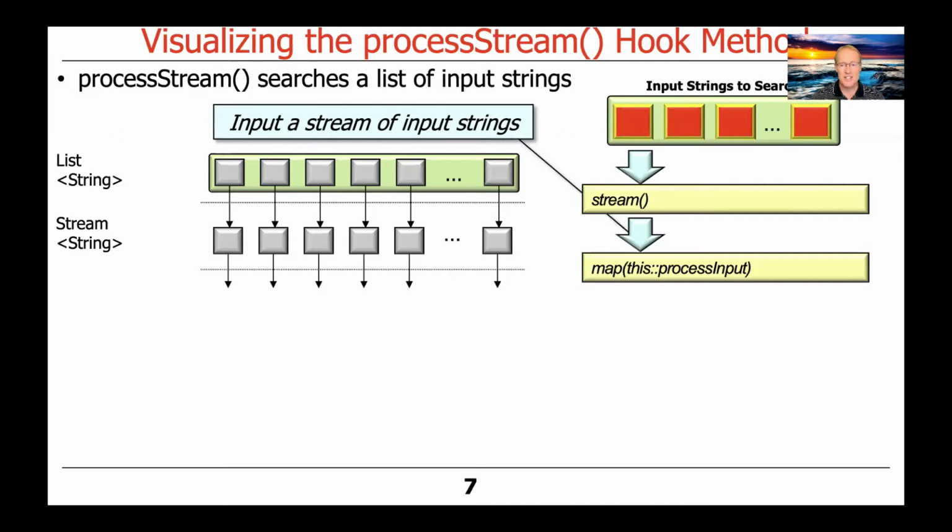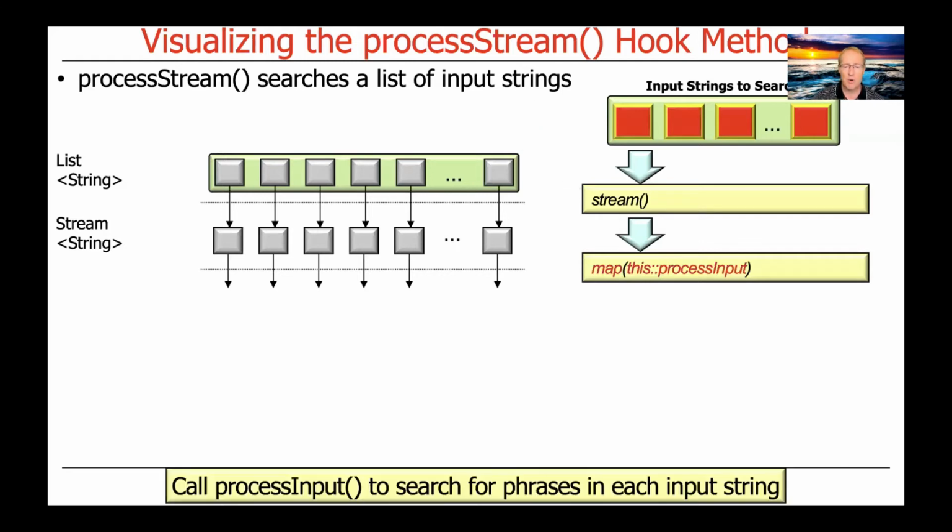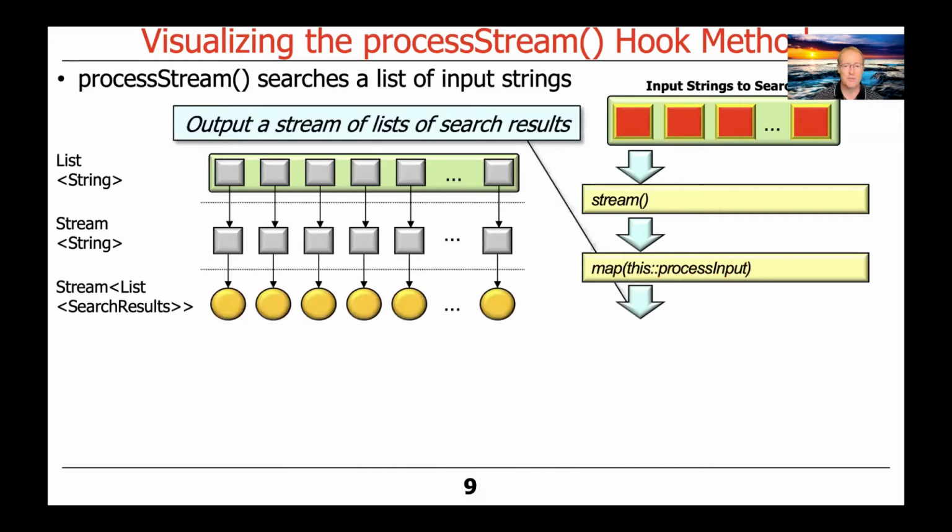We're still doing strings. Then we pipe that into the map intermediate operation. And map, of course, is going to apply a method reference to every element in the stream, since it's a run-to-completion stateless intermediate operation. What it's going to do is call the processInput helper method, which is then going to search for the phrases in each input string. And everything is done sequentially here, of course.